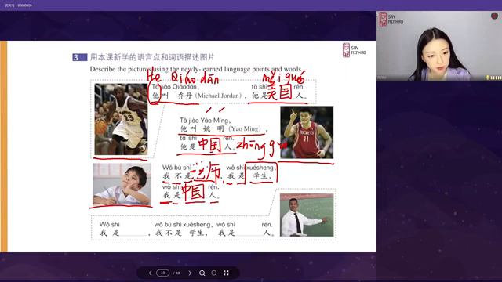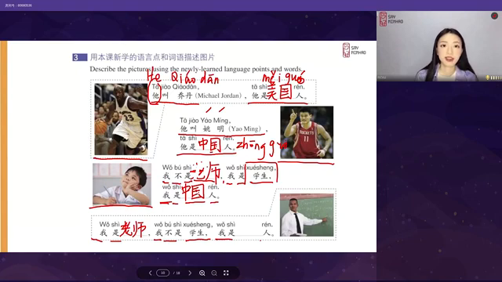Okay, now let's see. I am what? 我是什么？我不是学生。I am not student. 我是什么人？ It is really easy. So first, he is a teacher, right? So 我是老师，我不是学生。And 我是什么人？ He looks more like he's from America, right?